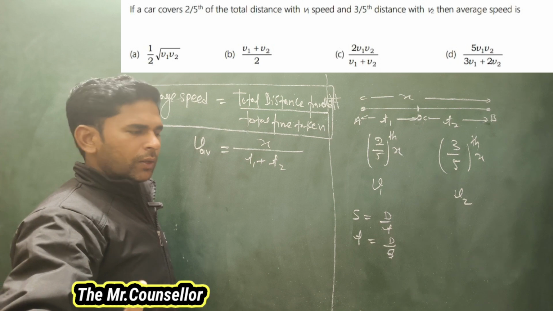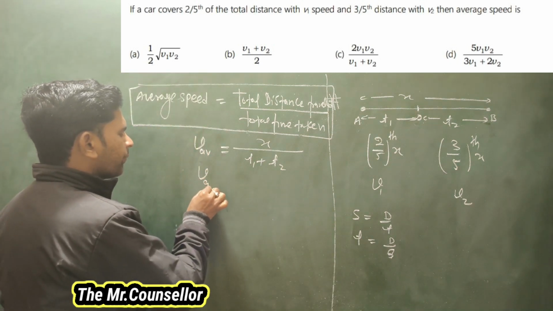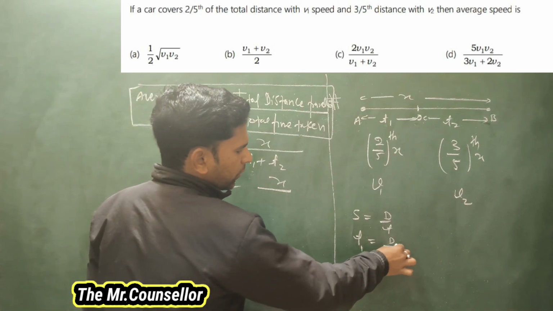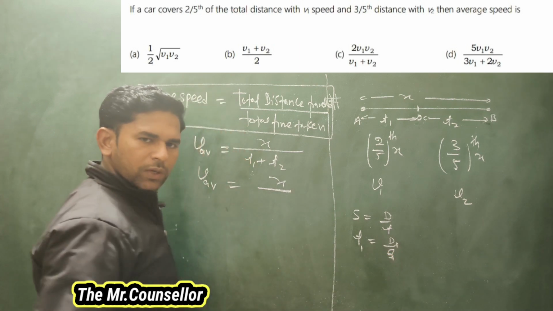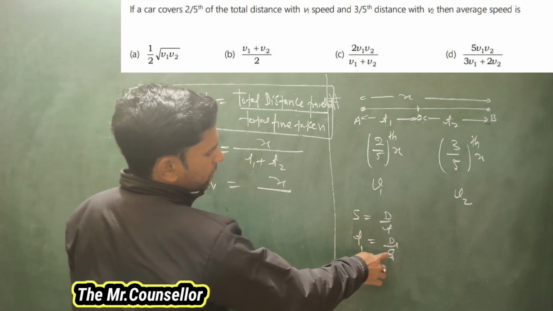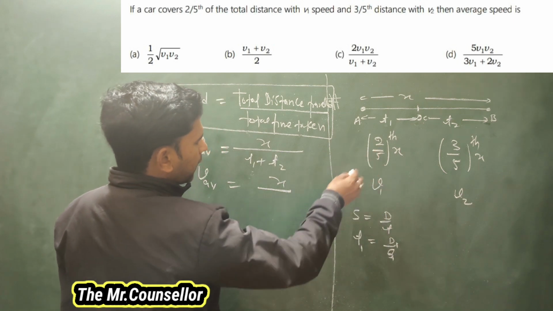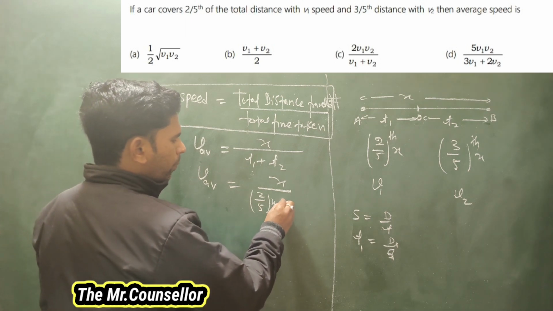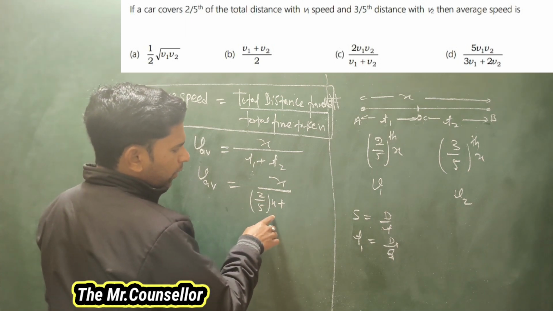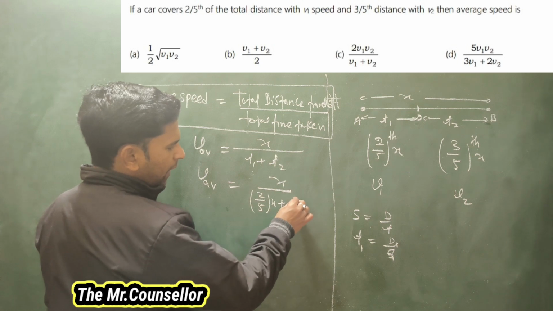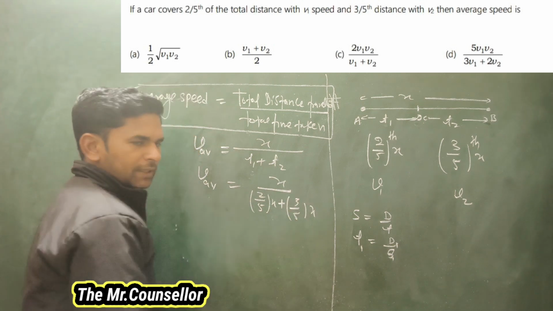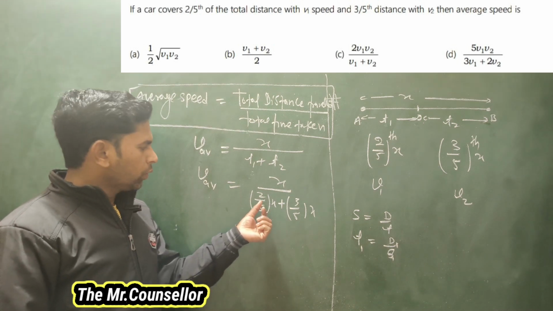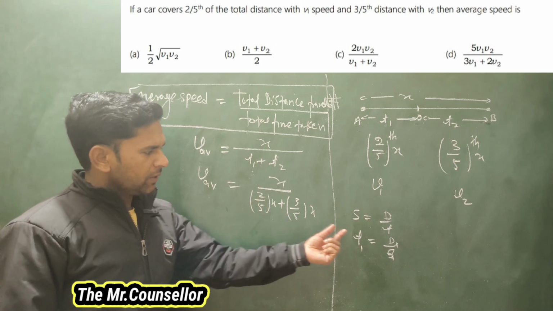Is it okay? So now you are going to place here the value of t1. t1 means d1 upon s1. How much is d1? d1 means distance, so you can write 2/5 of x. Very good. Plus, similarly, 3/5 of x, this is also a distance. Sorry, this one is 2/5 of x. This is the distance d1.